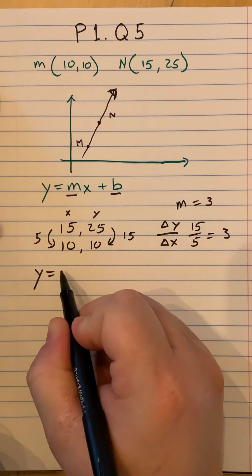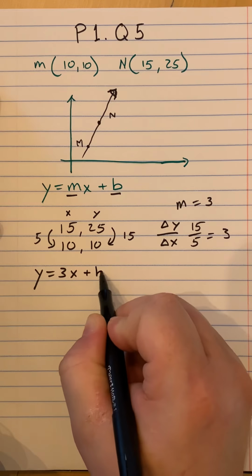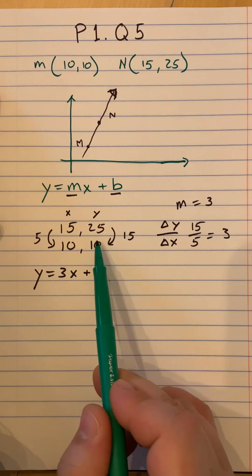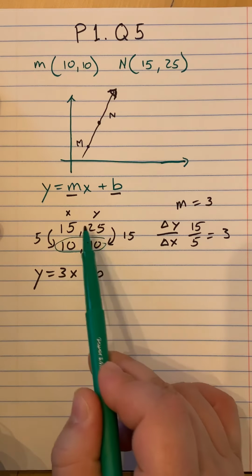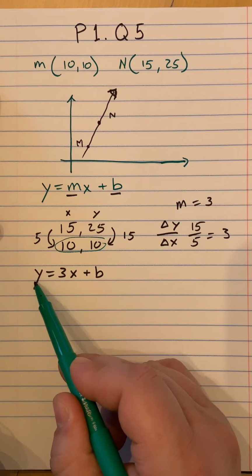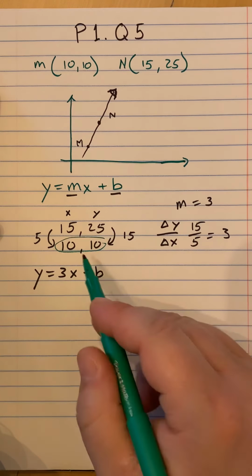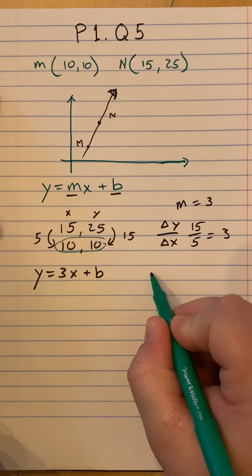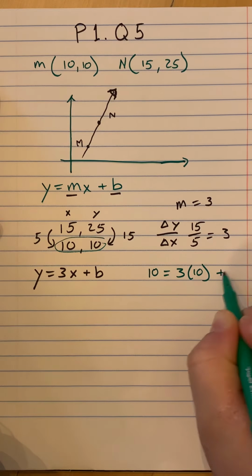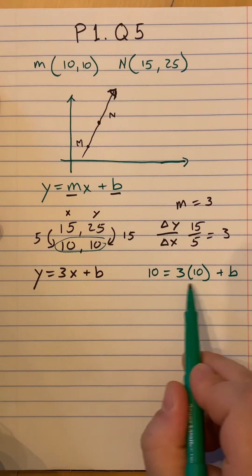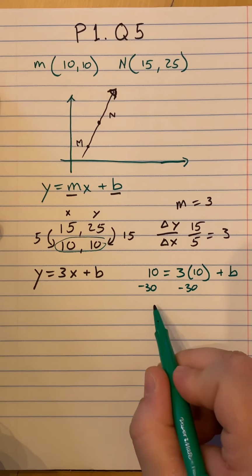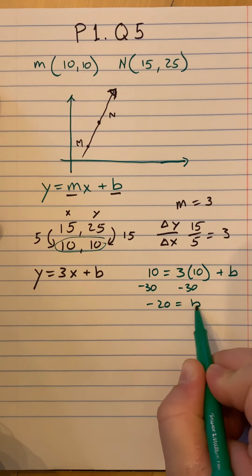So I've got y = 3x, but now I don't know what b is. One of the things we can do is take one of these pairs, either (10, 10) or (15, 25), and substitute that into the equation as the x and the y, and then solve for b. I'm just going to use the 10s because it's going to be hard to screw that up. So I put a 10 here, and then 3 times 10 here, plus b. To get b by itself, I know that 3 times 10 is 30, so I'm going to subtract 30 from both sides, and that leaves me with negative 20 equals b.